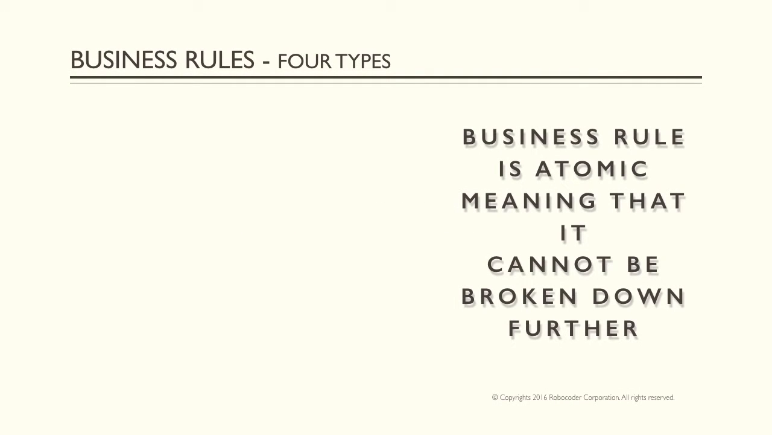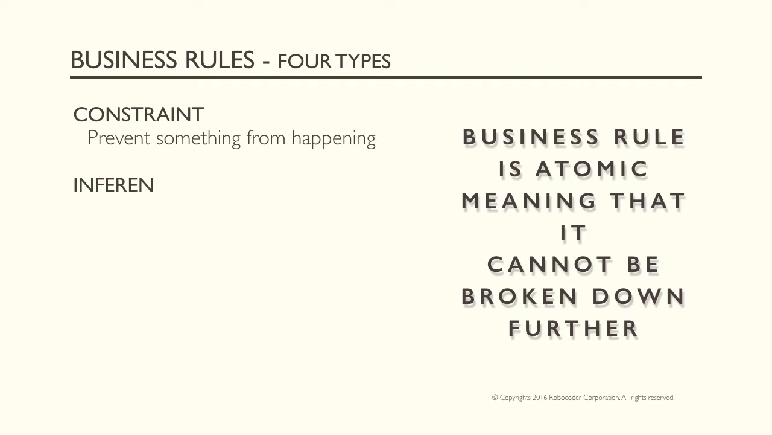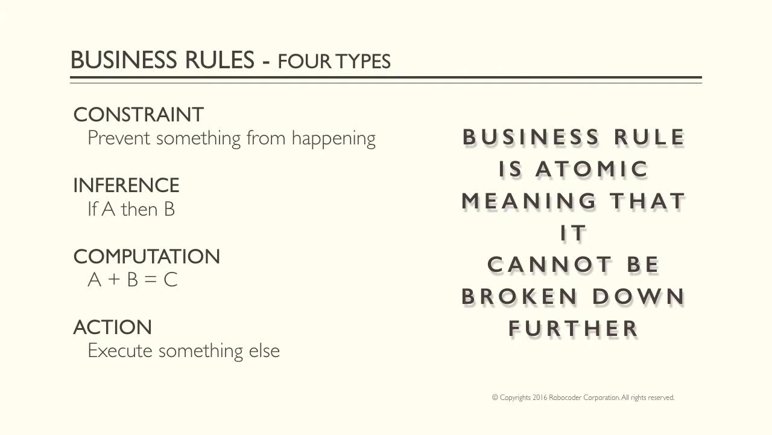Each business rule needs to be atomic, meaning that it cannot be broken down any further. There are 4 and only 4 types of business rules, no more, no less. The constraint rule stops the user or actor from doing something. The inference rule states that if the condition A is either satisfied or unsatisfied, then B is true. The computation rule is just mathematics. For example, A plus B equals C. The action rule is a rule that would trigger some activities under specific conditions. These activities can be actions within the system or interactions with other systems.